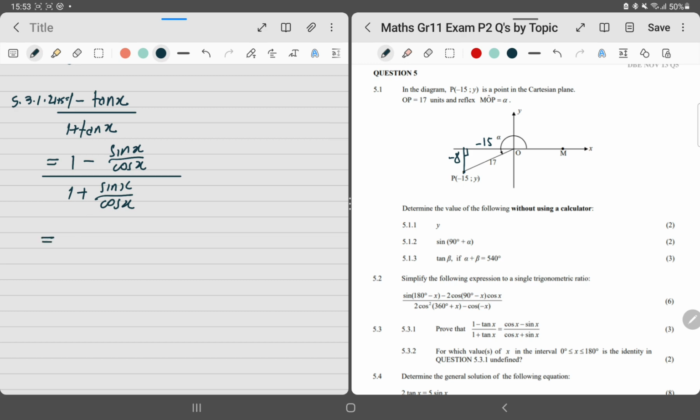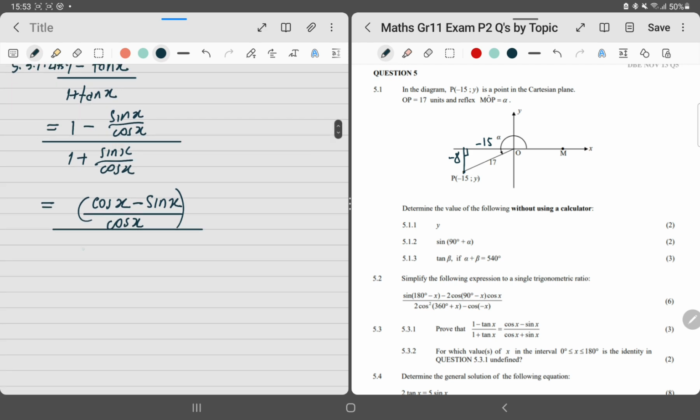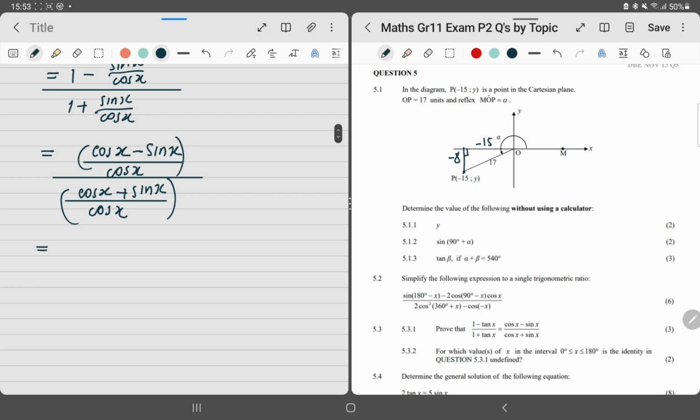And then now I'm just going to say 1 times cos of x. This is going to be cos of x minus sine of x all over cos of x. This is for the numerator. Now I'm fixing the denominator. This is cos of x plus sine of x all over cos of x. So this is divided by the whole of that.